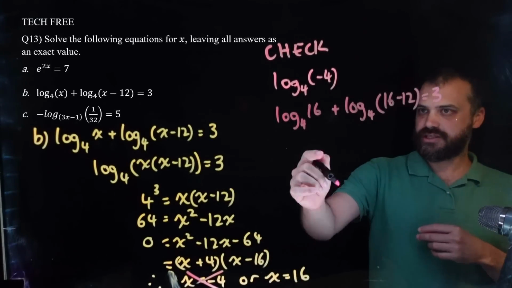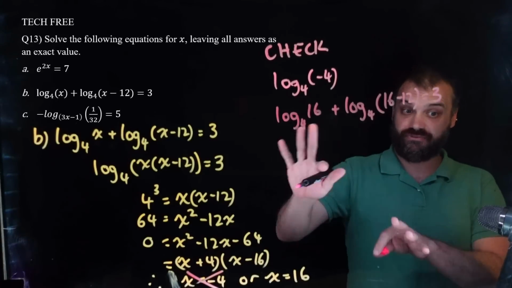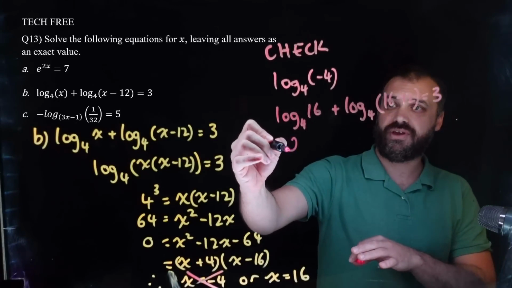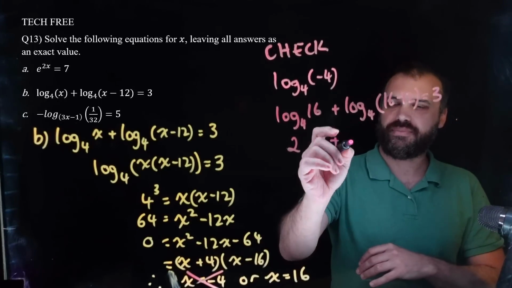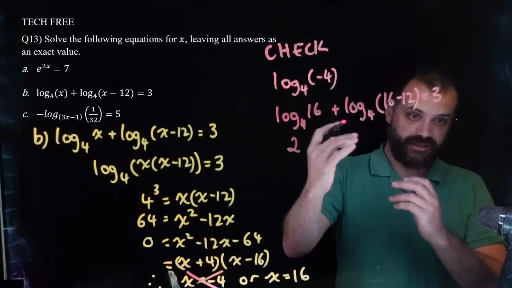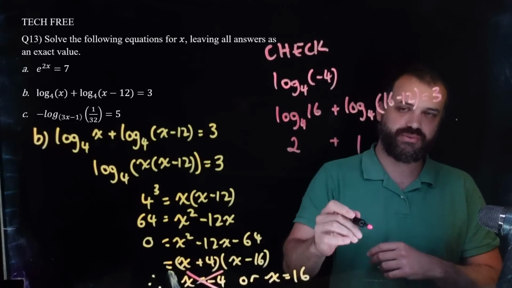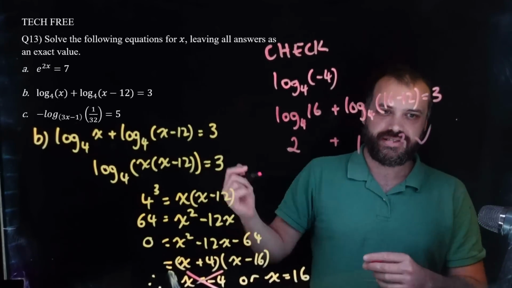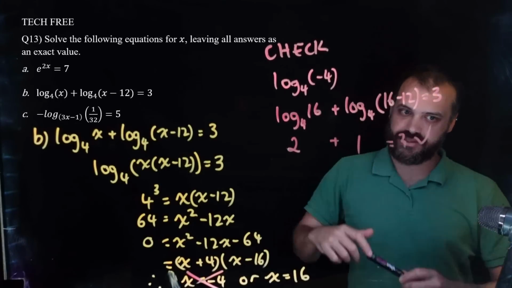All right, so in this case, log base 4 of 16, that's fine. And not only is it fine, but I can figure that out too. And log base 4 of (16 minus 12) is log base 4 of 4, that's fine. Not only is it fine, I can figure it out. 2 plus 1 equals 3. Great. 16 works. The only answer is 16.